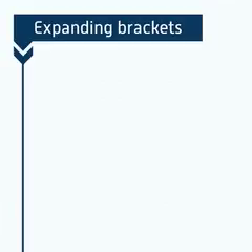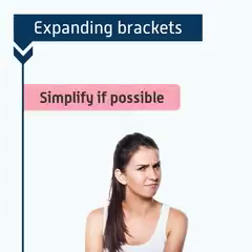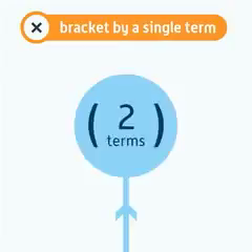This chapter is about expanding or multiplying out brackets. It may not make an expression look simpler, but it allows you to simplify an expression if that is possible. The basic idea is to multiply a bracket by a single term. Usually the bracket has two terms, but it could have any number of terms.